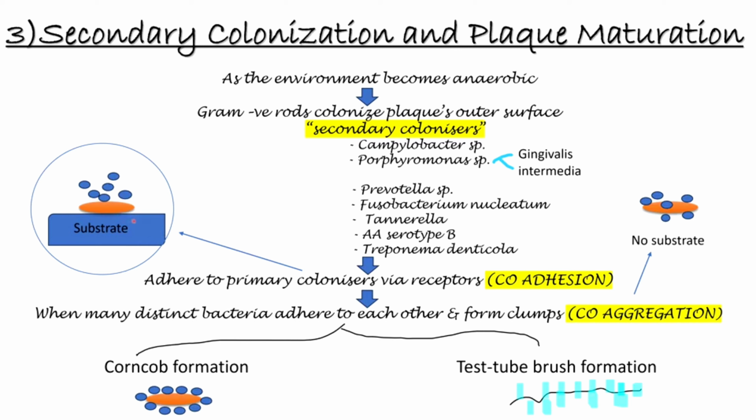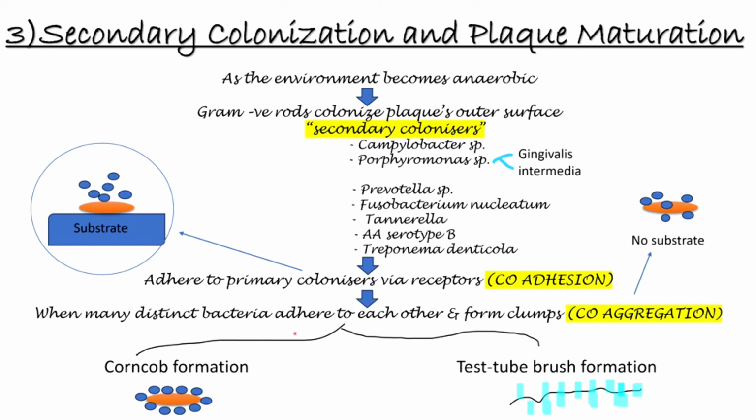The primary colonizers have depleted the oxygen and now the secondary colonizers come in. These are the secondary colonizers. They are attached to the substrate. Now the primary colonizer comes and attaches to the secondary colonizer. This is called coadhesion. Let's see what co-aggregation is.